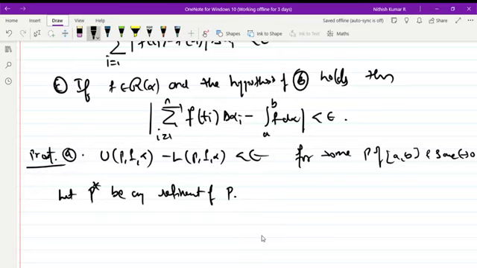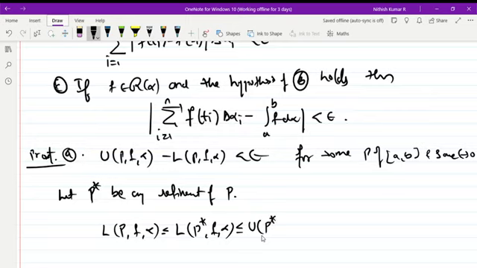then using this refinement, the relation between L(P, f, alpha) and L(P star, f, alpha) is that L(P, f, alpha) is less than or equal to L(P star, f, alpha), because P star is the refinement of P. Again, the sum of areas of lower rectangles is always less than or equal to the sum of areas of upper rectangles with respect to the same partition. Again, since P star is the refinement of P, the sum of areas of upper rectangles with respect to P star is less than or equal to U(P, f, alpha).